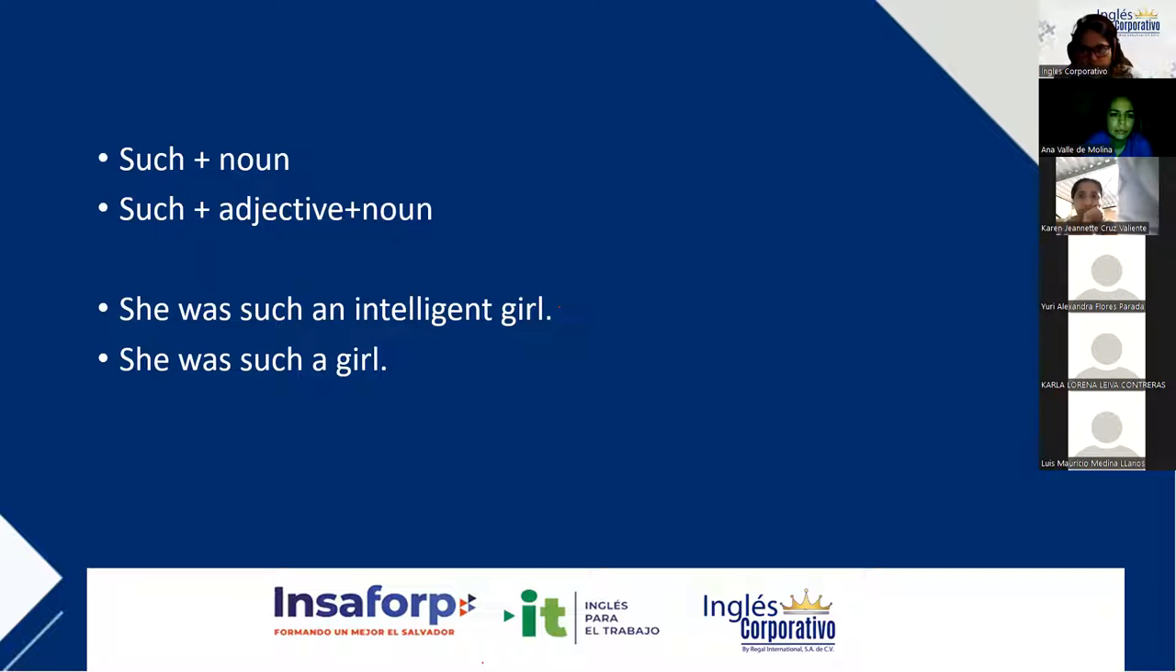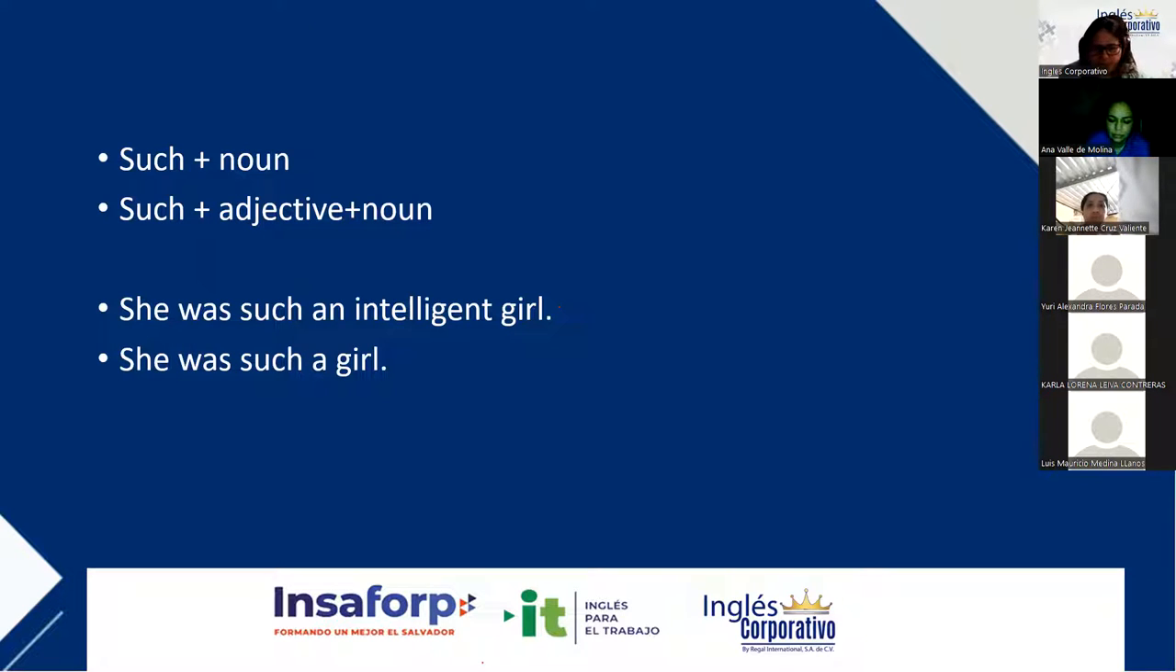Girl. She was such a girl. Era así como que algo que le sorprende mucho, ¿no? She was such a girl. Y ya ahí ya le puede agregar todas las características por las cuales usted dice, era una niña que se quedó ahí, vea, que ya ni le alcanzan todas las palabras para escribir.